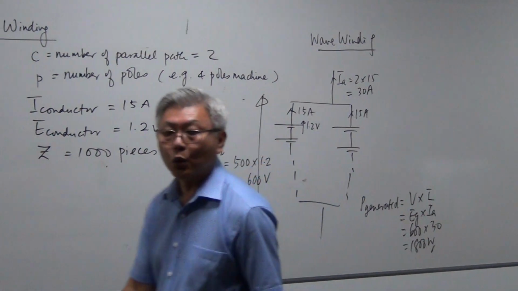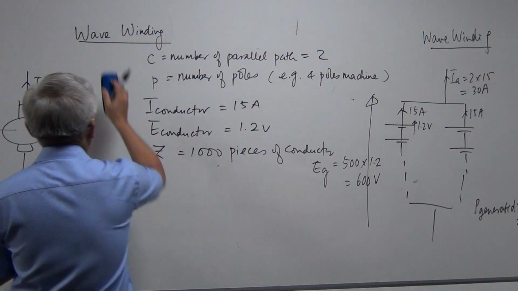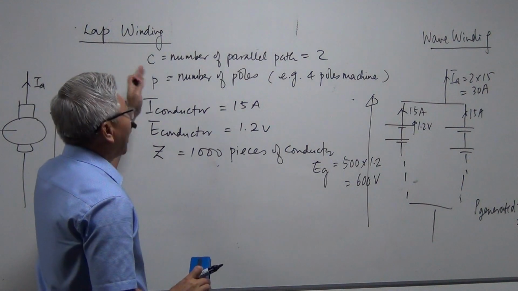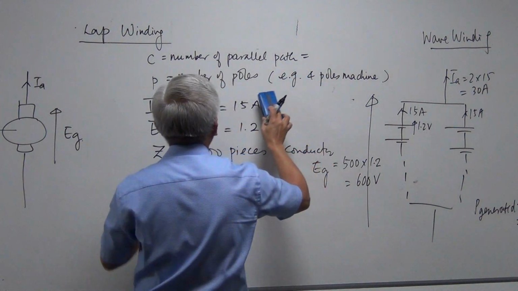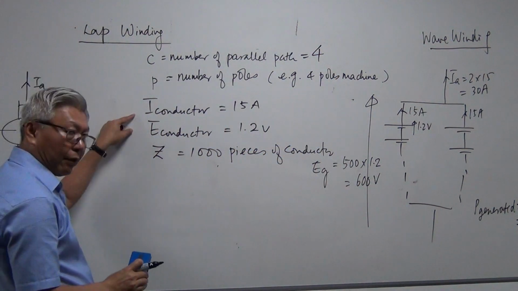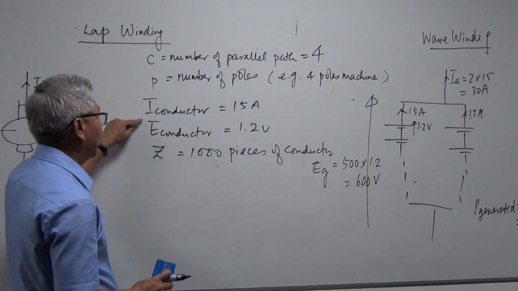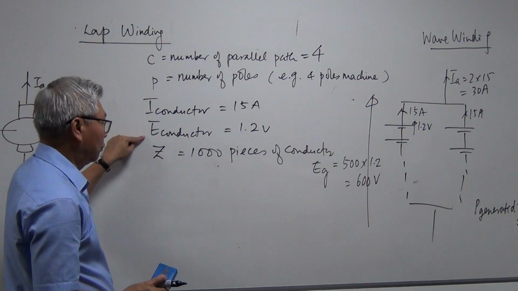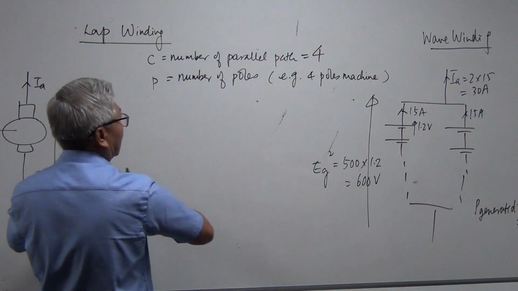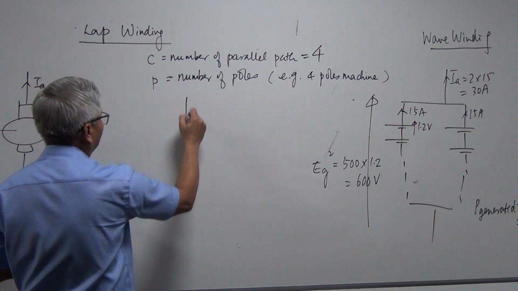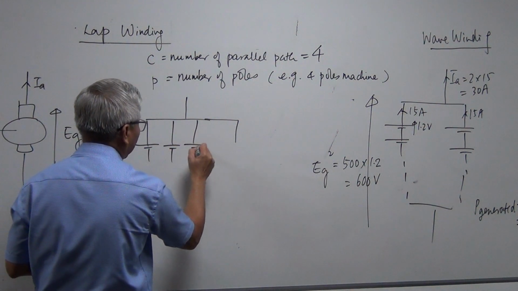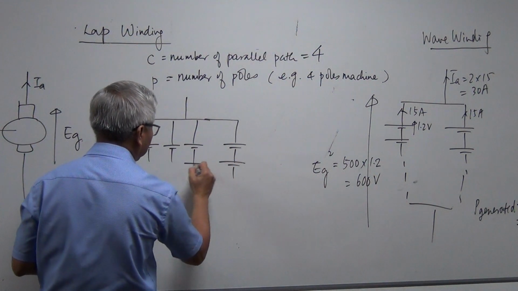Alright, now let's move on to illustrate the lap winding method. The number of paths will follow the number of poles. So in my example, it is a 4-pole machine, so there will be 4 paths. And with the same characteristics, the current through each conductor is 15 ampere, the voltage produced by each conductor is 1.2 volts, and there are 1,000 pieces. With this assumption, let's draw our circuit. For a lap winding, I would have 4 paths: 1, 2, 3, 4. And again, every small battery here represents one conductor.